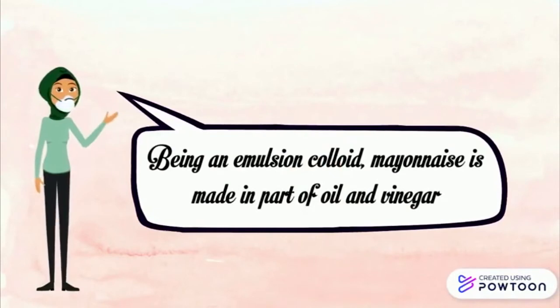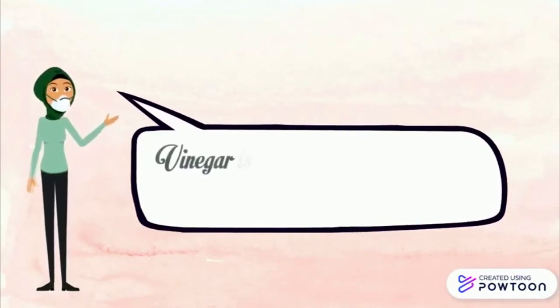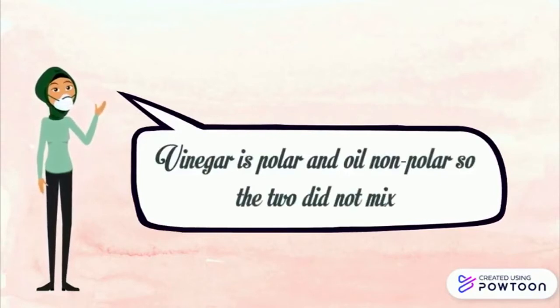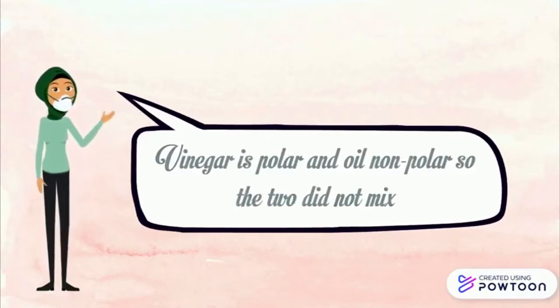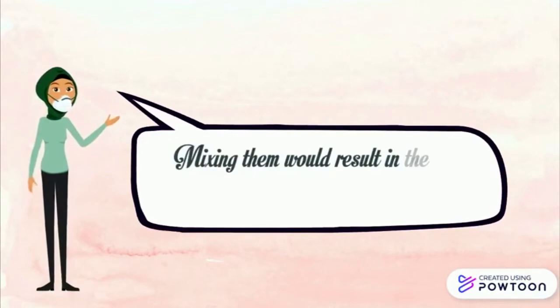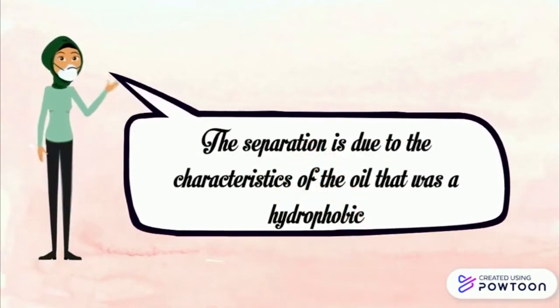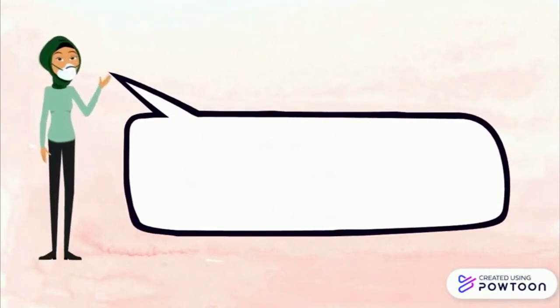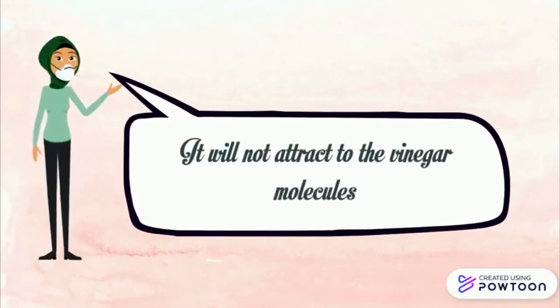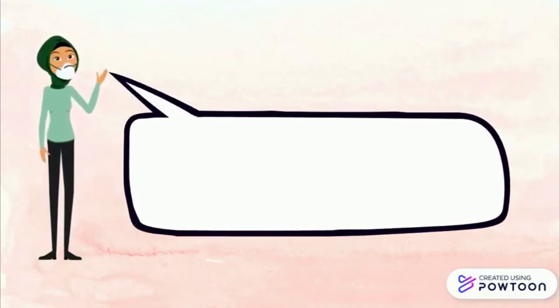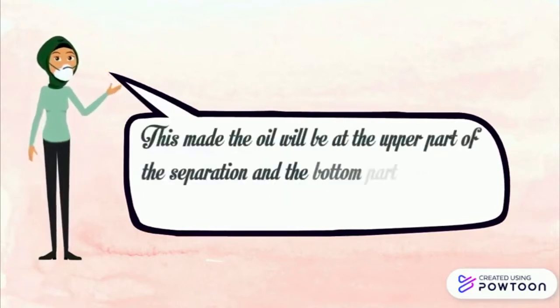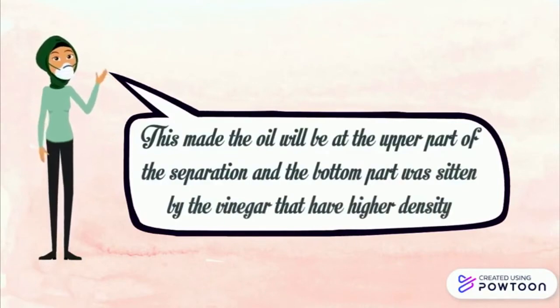Being an emulsion colloid, mayonnaise is made in part of oil and vinegar. Vinegar is polar and oil is non-polar, so the two do not mix. Mixing them would result in the two liquids separating into layers. The separation is due to the characteristic of the oil being hydrophobic. It will not be attracted to the vinegar molecules. This makes the oil sit at the upper part of the separation, and the bottom part is occupied by the vinegar, which has higher density.